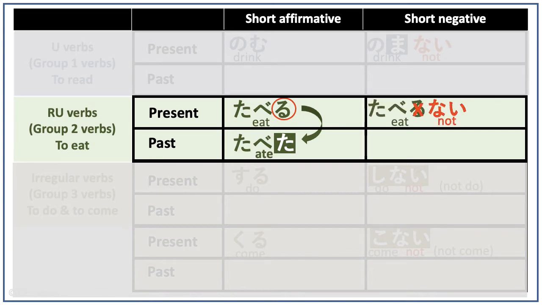To change tabenai to its past tense, we will need to change i to katta. Tabenai means not eat in present tense, and tabenakatta means did not eat, past tense. That is, negation follows the verb first, and then after that the past tense is added.